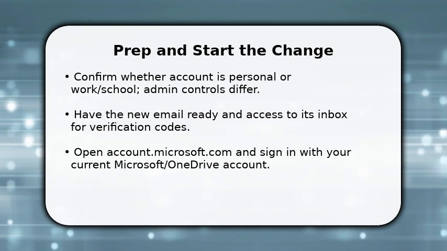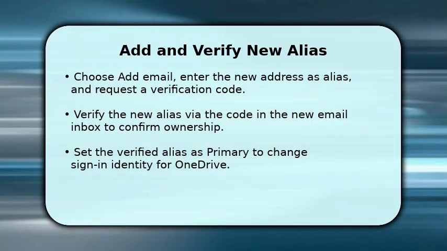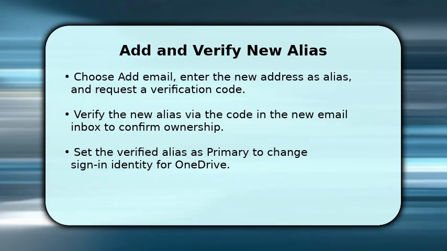Next, add the new email as an alias and request a verification code. This proves you control that address. You'll receive a verification message, open it, and enter the code on Microsoft's site. Once verified, promote that alias to primary so OneDrive and other Microsoft services recognize it as your main sign-in. Make sure to wait for confirmation.